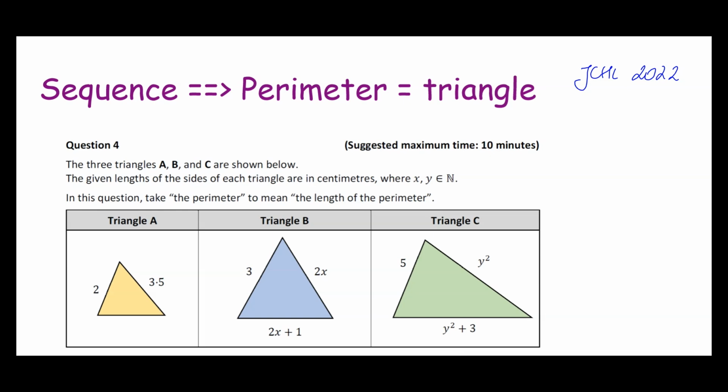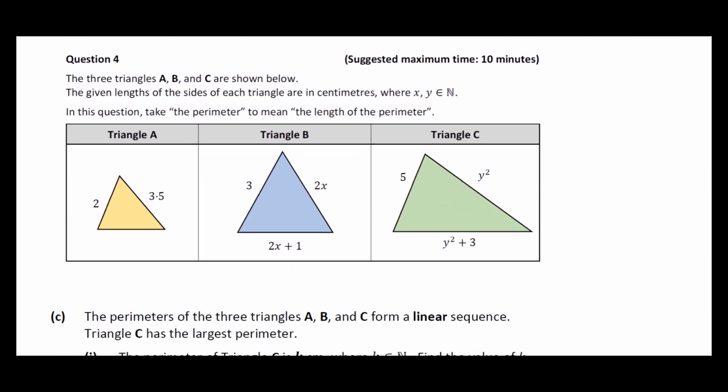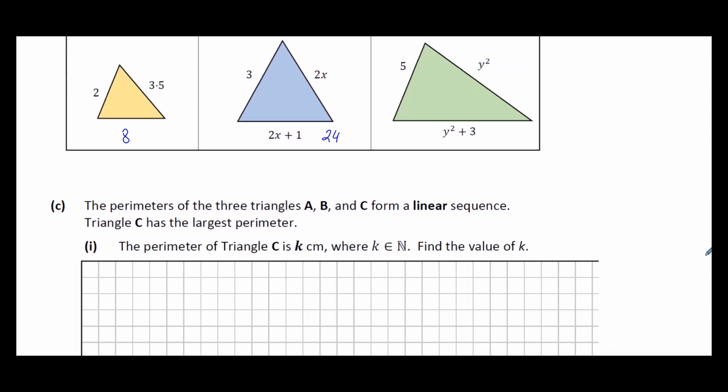Now we are looking at a sequence that involves perimeter of triangles. So in this question, we have 3 different triangles. And so far, what we know about the perimeters of these triangles is that the first triangle has a perimeter of 8, the second has a perimeter of 24. Now let's see what we need to do in the next part.